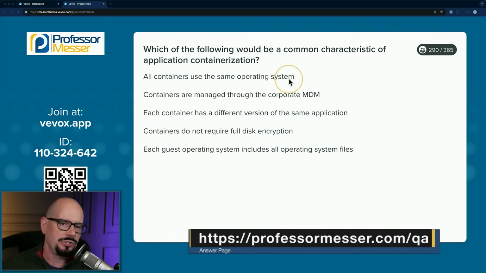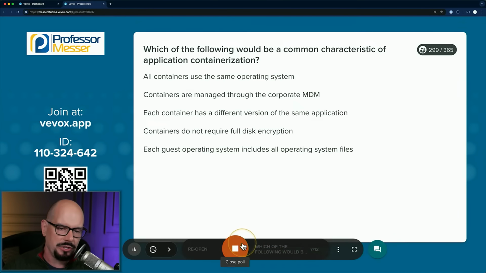Is that all containers use the same operating system? Containers are managed through the corporate MDM. Each container is a different version of the same application. Containers do not require full disk encryption, or each guest operating system includes all operating system files. Let's see how you answered this one.